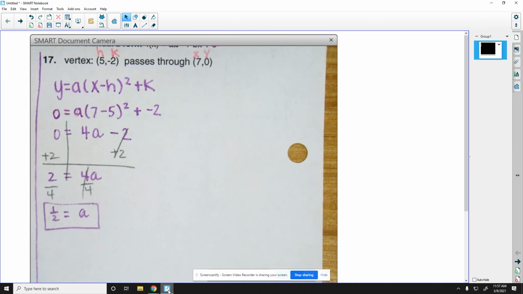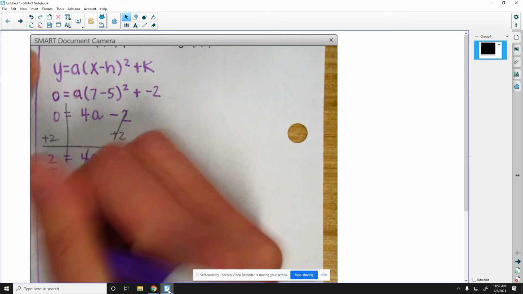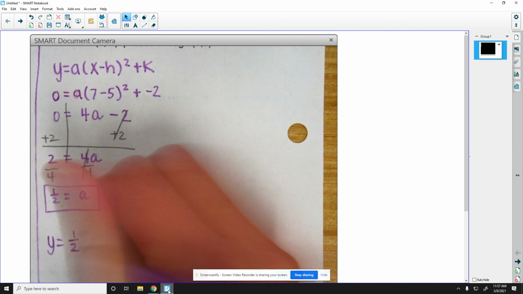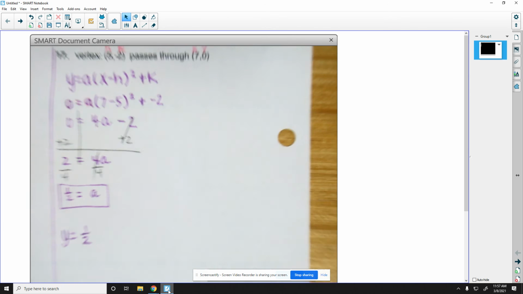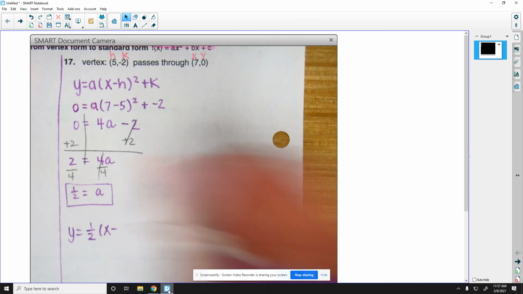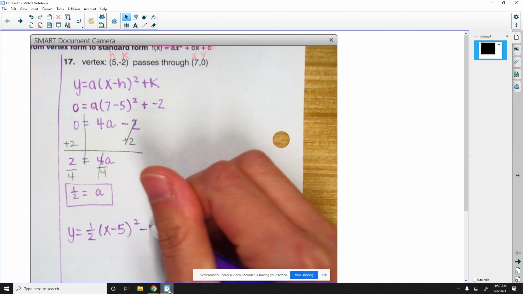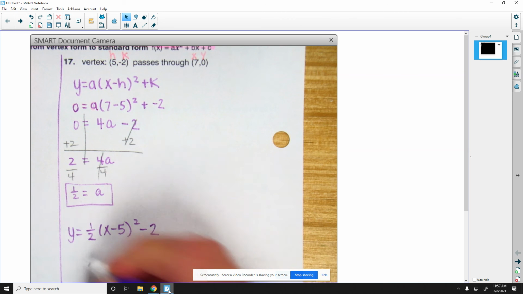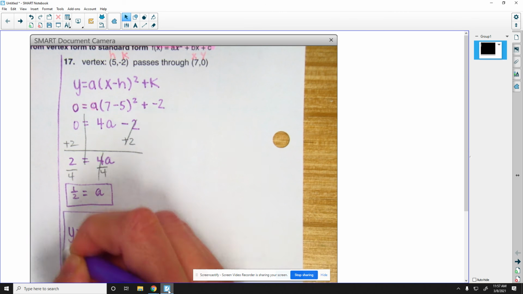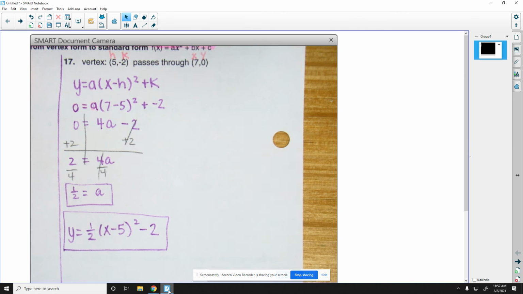Okay, so your final vertex form answer is y equals A, which is 1/2, parentheses, x minus h, h is 5, squared plus k, which is just -2. So that's your first answer. That was exactly like the starter. Hopefully that's not too difficult.